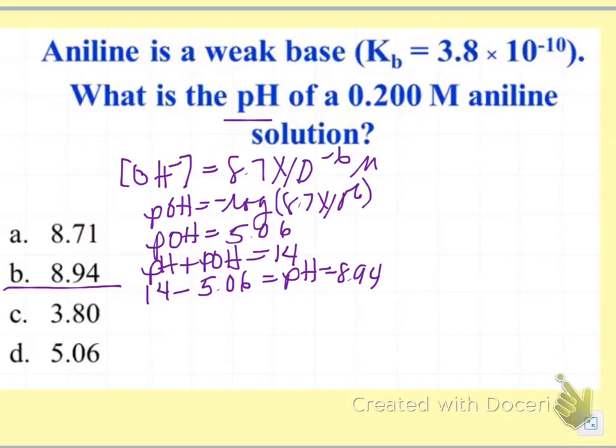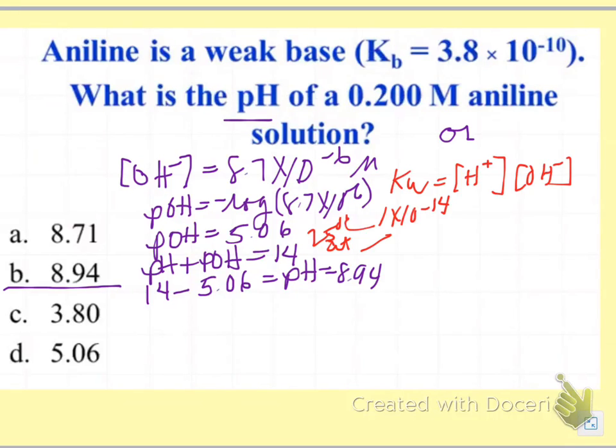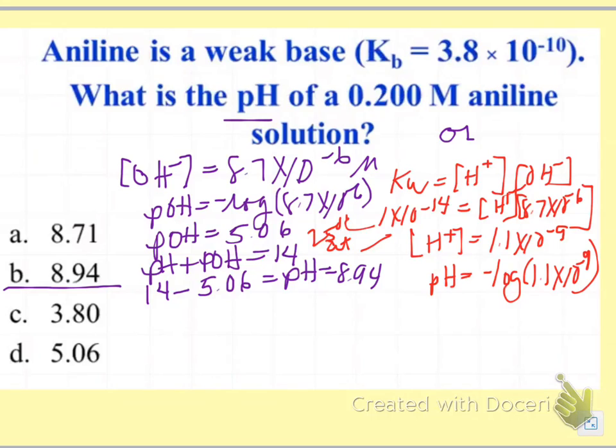Now I could have also used the Kw expression, which is that the concentration of H plus times OH minus is always going to be equal to 1 times 10 to the minus 14th if I'm at 25 degrees C, and I'm going to assume that I am because it doesn't tell me that I'm not. And because I know the OH concentration, I can put that into the equation and solve for H plus, and when I do that, I end up with an H plus of 1.1 times 10 to the minus 9th. So my pH is the negative of the log of that, which is going to be 8.94. So either way, I end up with the same answer.